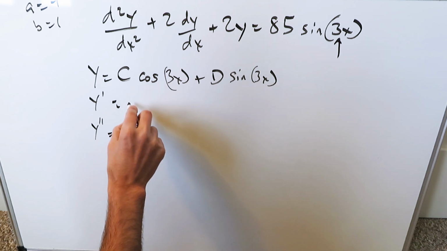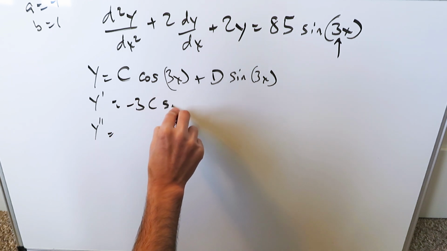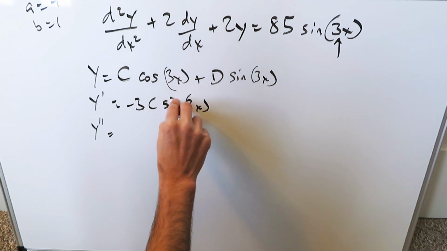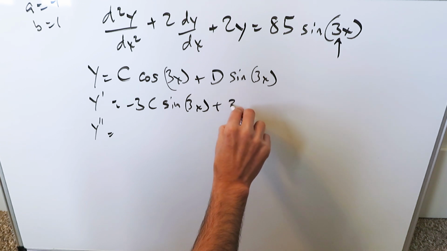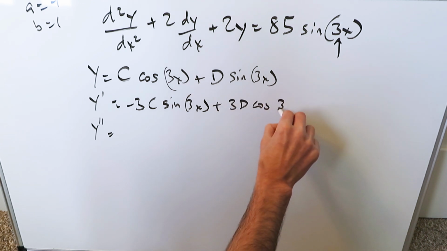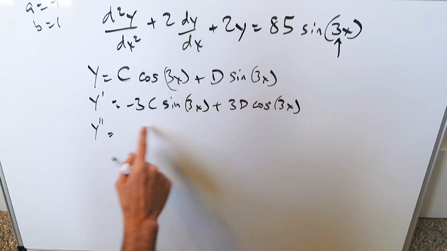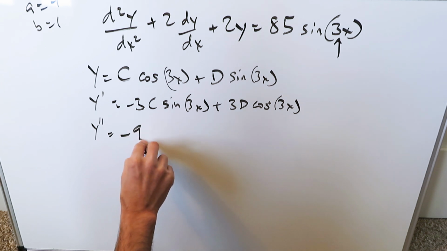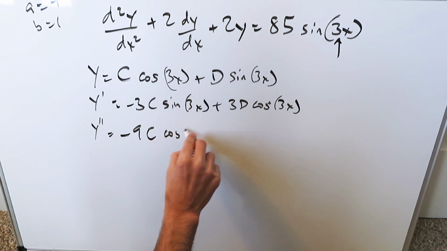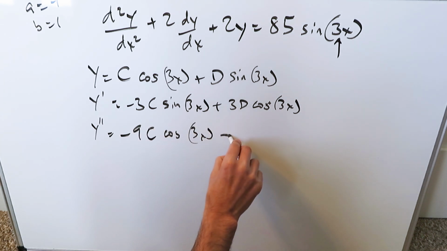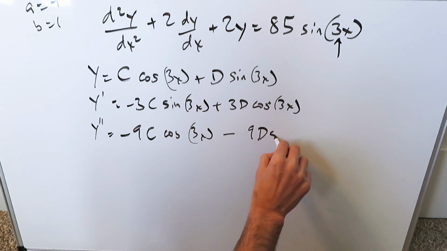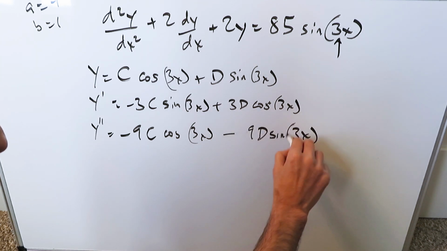When you look over here, you have a minus 3c sine 3x. When you look over here, you'll have a plus 3d cosine 3x. Now run this again for the next derivative. Here you'll have a minus 9c cosine 3x. And here you'll have a minus 9d sine 3x. This is what I have.